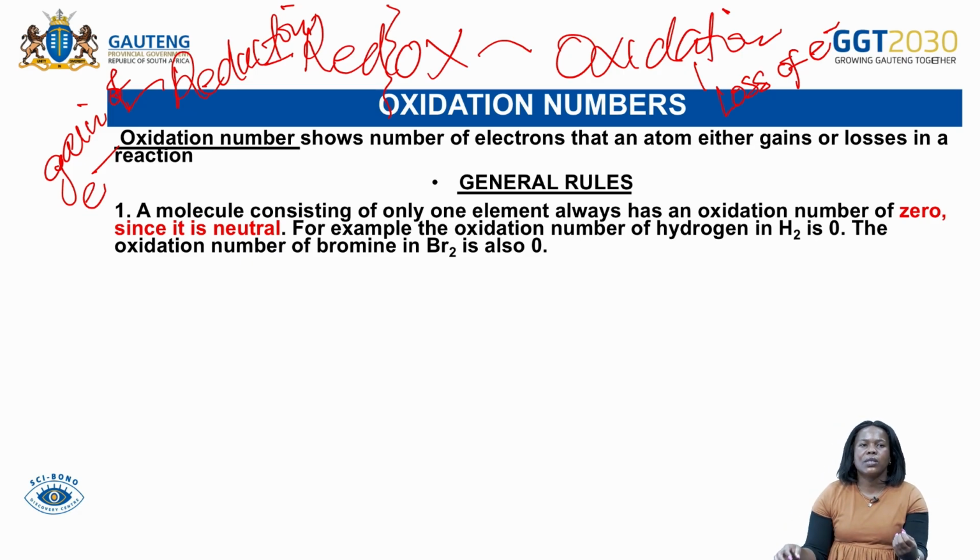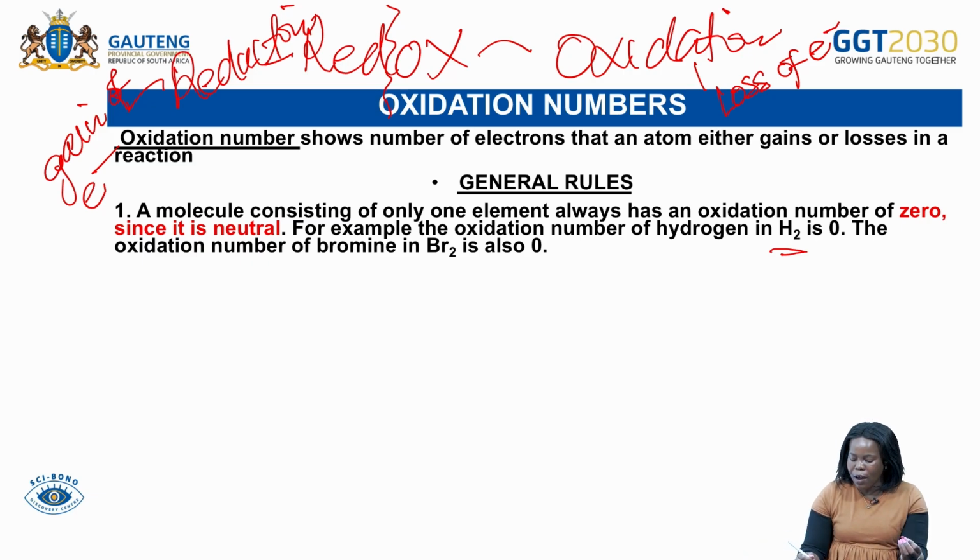First up, a molecule consisting of only one element always has an oxidation number of 0, since it is neutral. What do we mean when we say it is a molecule consisting of only one element? We talk in terms of hydrogen. We did say hydrogen is a diatomic molecule, which is why it is H2. Because there is only one element, there are just two hydrogens here, two atoms of hydrogen. It's just one element that is being repeated.